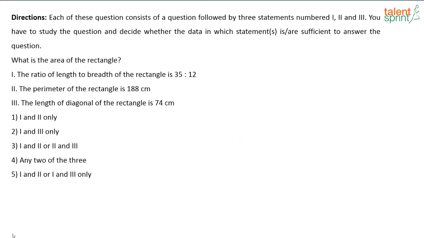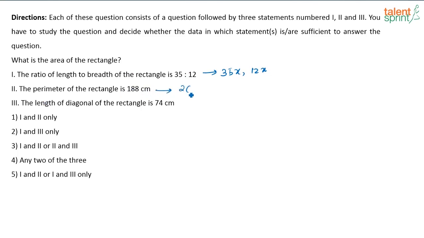Next one. This is a very easy one. What is given here? What is the area of the rectangle? The ratio of the length to the breadth of the rectangle is 35:12. What can I say? I can say the length is 35x and breadth is 12x. The perimeter of the rectangle is 188 centimeter.